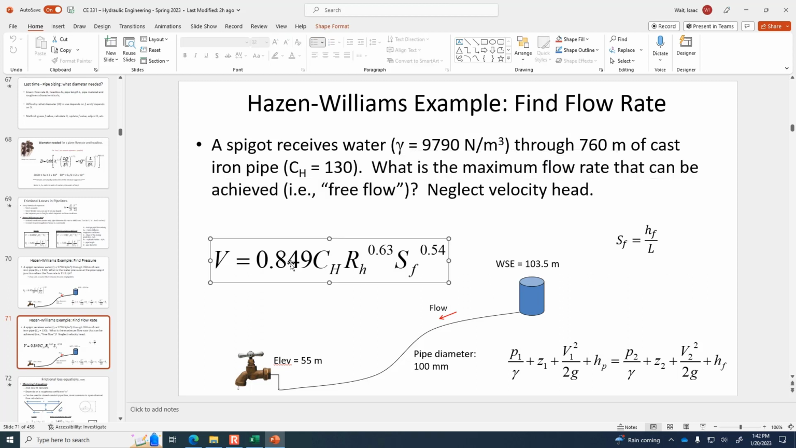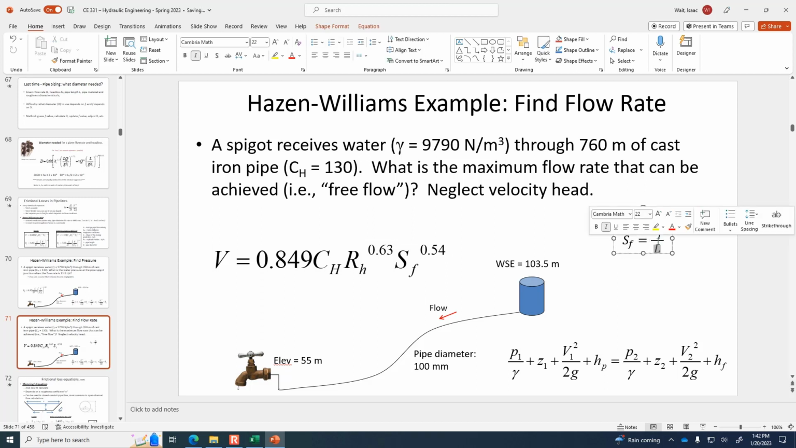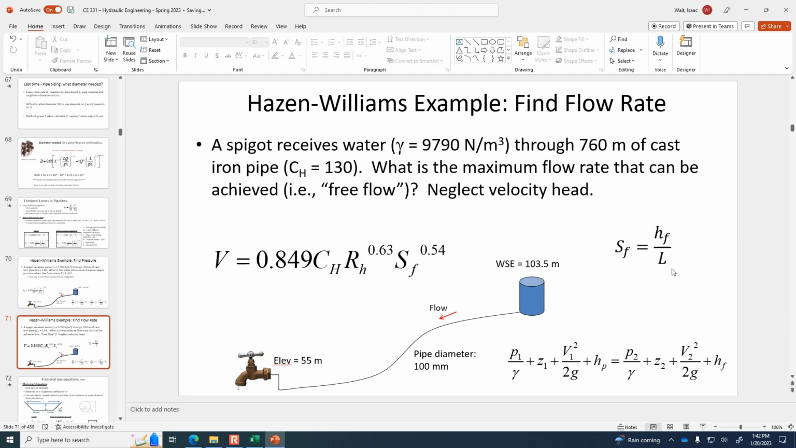This is the formula that you're going to use. And keep in mind this definition of slope of the energy grade line. I'll make that even a little bit bigger because it's important for this one. Slope of the energy grade line is calculated by H sub F divided by L.